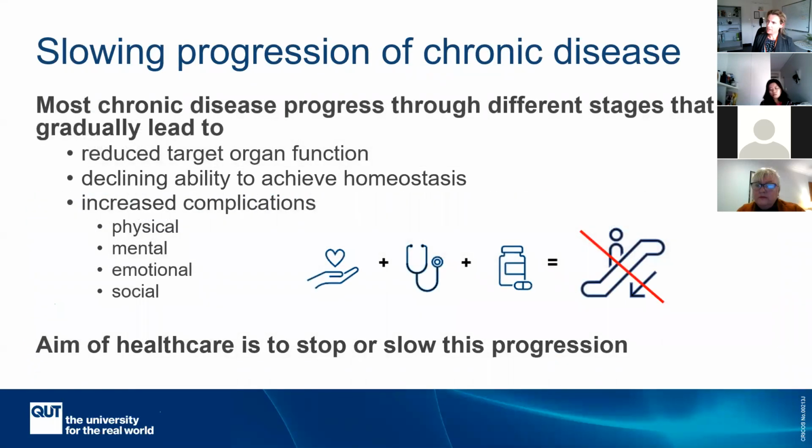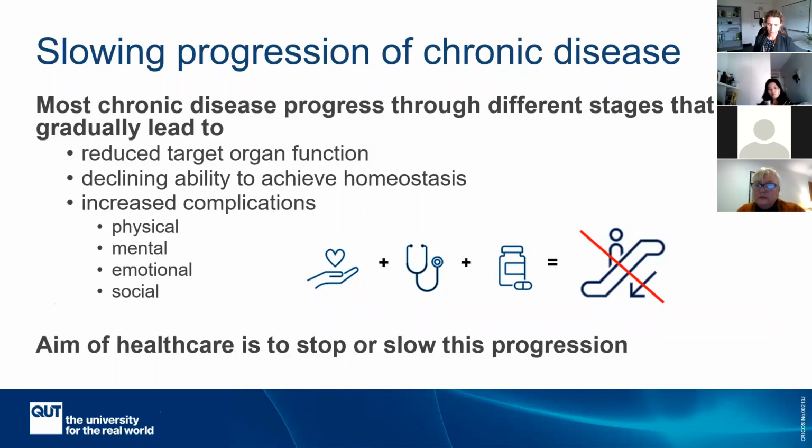So, slowing the progress of a chronic disease. Most chronic diseases tend to progress through different stages that gradually lead to reduced target organ function, declining ability to achieve homeostasis, and increased complications across physical, mental, emotional and social aspects. And so the aim of healthcare is to stop or slow this progression.